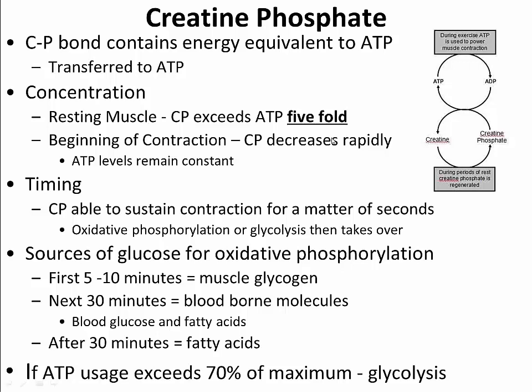And if we go up to this bullet point, sources of glucose for oxidative phosphorylation, what we see is that the energy for oxidative phosphorylation varies depending on how far we are into the exercising period. And that's assuming, of course, we're at less than 70% of maximum ATP usage. So for the first 5 to 10 minutes, we're using muscle glycogen. For the next 30 minutes, we're using blood glucose and fatty acids. And then after that, we're relying primarily on fatty acids to feed into oxidative phosphorylation and create ATP.